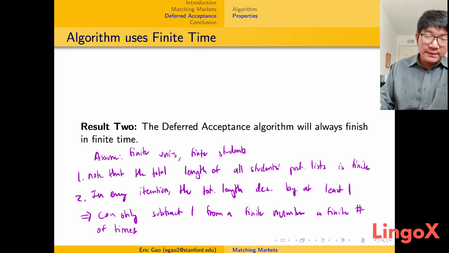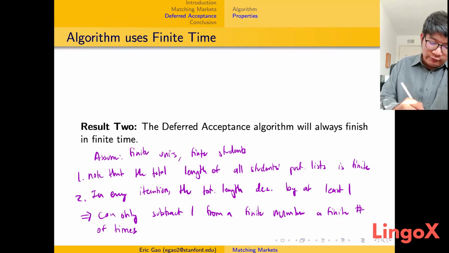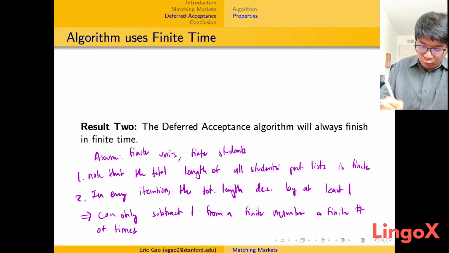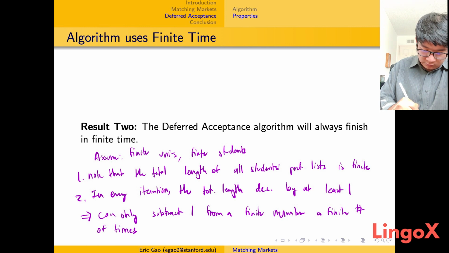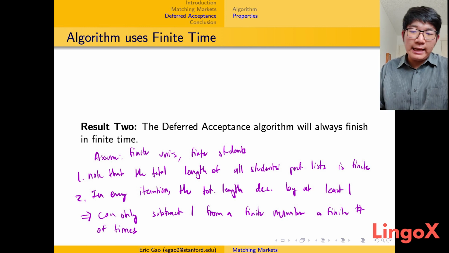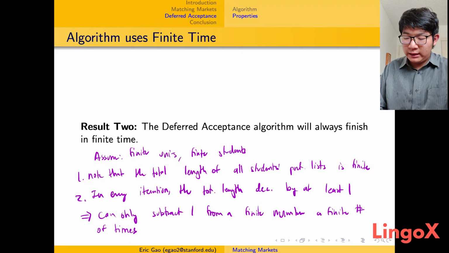And this means that we automatically get our conclusion, right? By noting these two things, you can only subtract 1 from a finite number a finite number of times. So what this means is that we know that in a finite number of iterations, our program will actually compute the desired matching, and that matching will be stable.